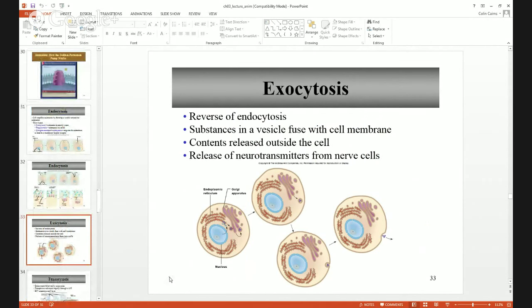And then there's exocytosis, which is just the reverse of endocytosis. Cell digestion and then releasing waste products. Substances in the vesicle fuse with the cell membrane, and then the contents are released outside the cell. And another way cells use exocytosis is when neurotransmitters are released from nerve cells and cross over to stimulate muscle cells.